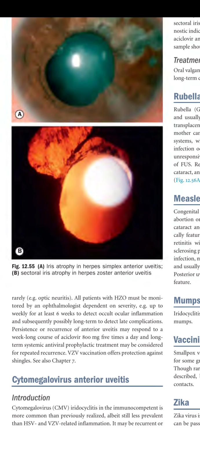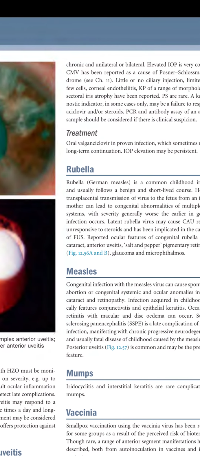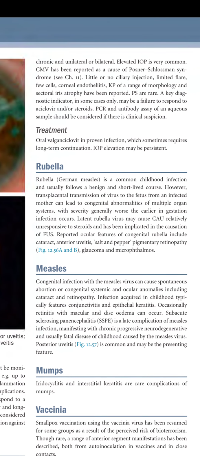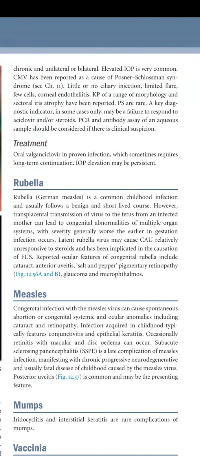Cytomegalovirus anterior uveitis. Introduction. CMV iridocyclitis in the immunocompetent is more common than previously realized, albeit still less prevalent than HSV and VZV related inflammation. It may be recurrent or chronic and unilateral or bilateral. Elevated IOP is very common. CMV has been reported as a cause of Posner-Schlossman syndrome.